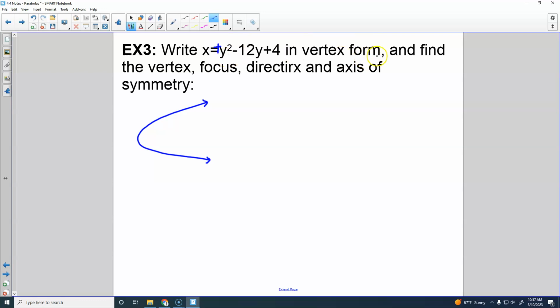So much like the last problem, we are going to complete the square, but only for our y's this time. And for this one, you don't have anything to factor out because there's no number in front of that y squared. So we're going to have y minus 6 squared. That's half of our 12. 6 squared is 36. We must subtract that 36 over here. So we're going to get minus 32.